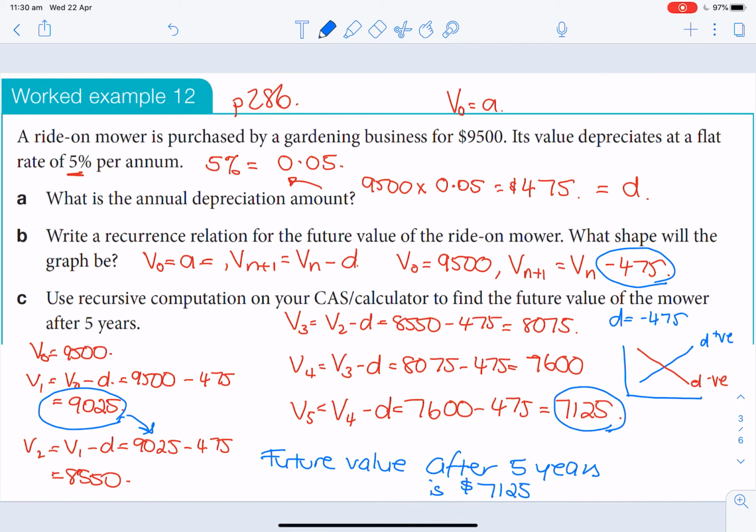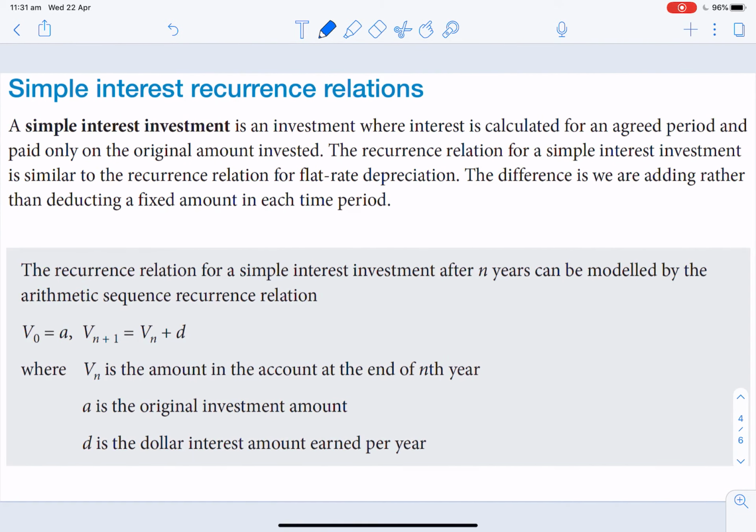So we had to do this 5 times and do it step by step, as in using the previous year's value to find our future value. All right. Simple interest. So we can go down in value with depreciation, but we can also invest money and start to accumulate interest and have our value go up. It's not all negative. So simple interest recurrence relations.